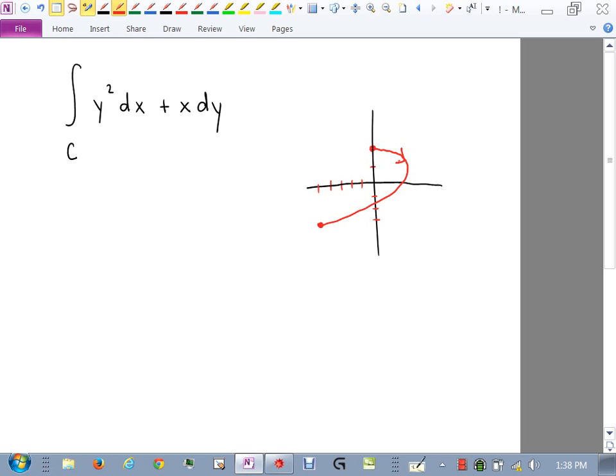Now, I gave you the equations here. It was x equals 4 minus y squared, right? That was the equation of that parabola. What do we have to get in order to be able to do the line integral? What do we always have to convert our path into? Parametric equations, right? I need a parametric equation for a parabola.